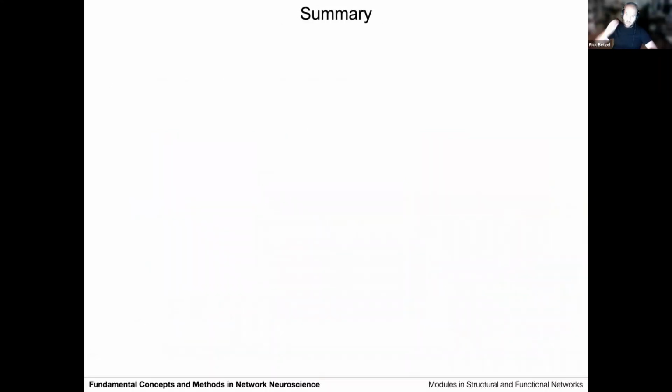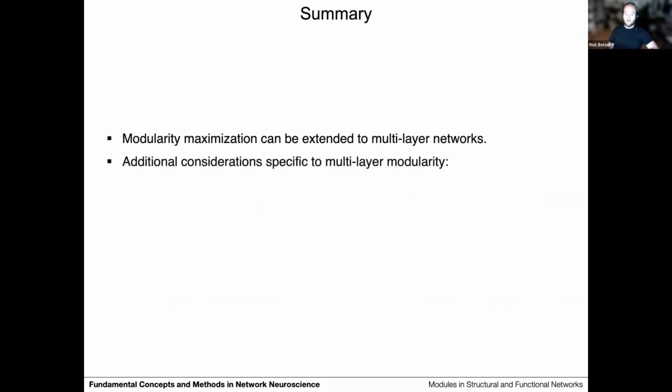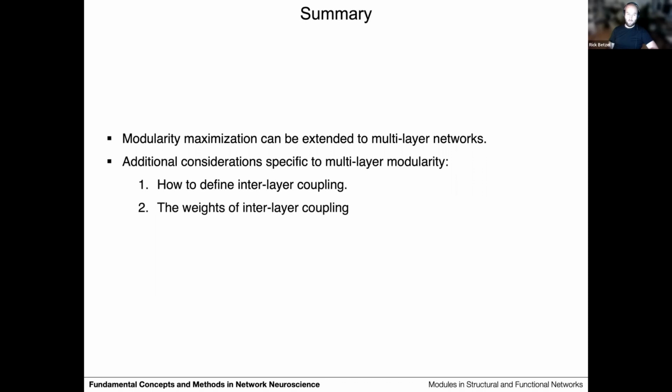So I am almost done. I have an interim slide and then an additional reading slide. But as a further summary, our modularity maximization technique is easily and readily extendable to multi-layer networks. There are some additional considerations, however, that are specific to the multi-layer case, including how we add interlayer couplings between pairs of layers, and then selecting their weights. These are challenges that we have to address anytime we use multi-layer modularity maximization. And of course, this multi-layer approach entails all of the same issues as before.